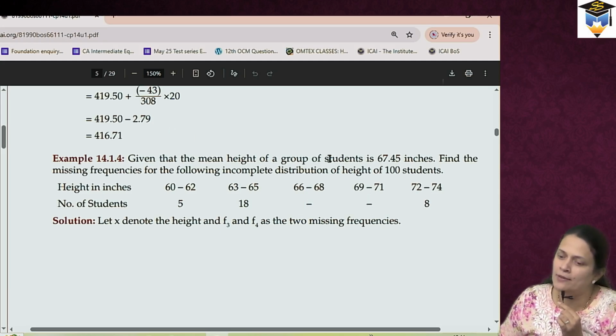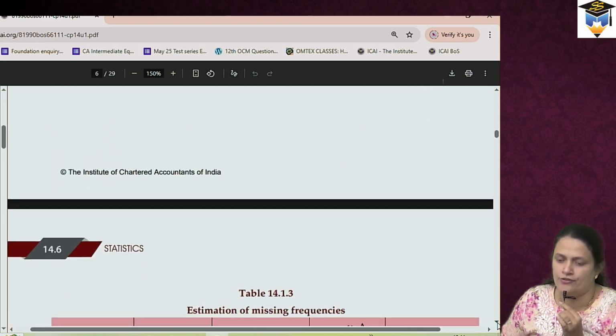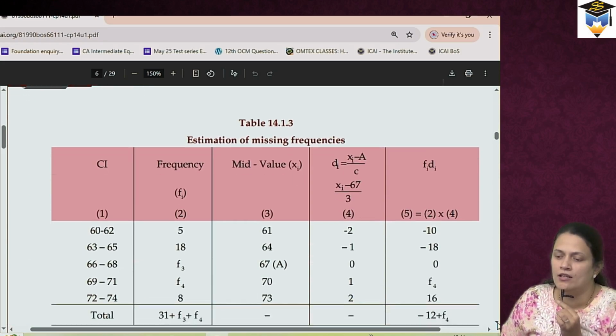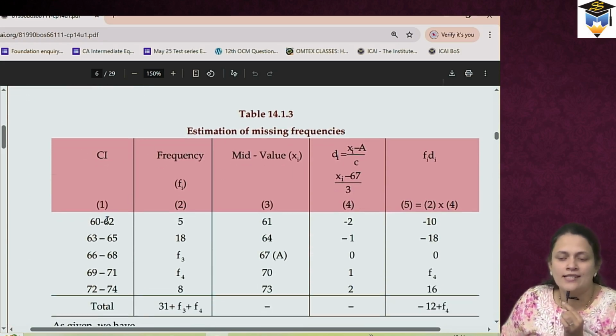Arithmetic mean आपल्याला दिलेला आहे as 67.45 in this example. What do we need to find? F3 and F4. So let us say that X denotes the height and F3 and F4 are the missing frequencies, because height आपल्याला माहिती आहे का? Height of each student. So that is taken as H or X. So now again the same thing. Class intervals are given to us. We are going to calculate the frequencies. Here F3 and F4 are not given to us. So when we are going to take the total, it is going to be 31 plus F3 plus F4.